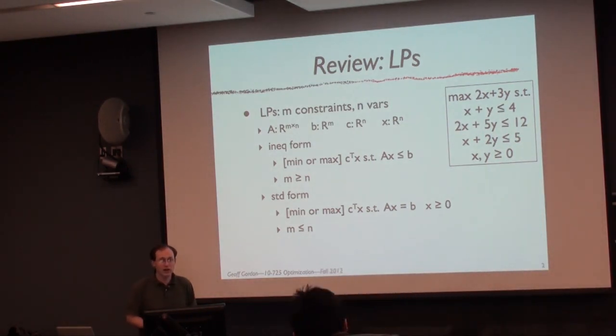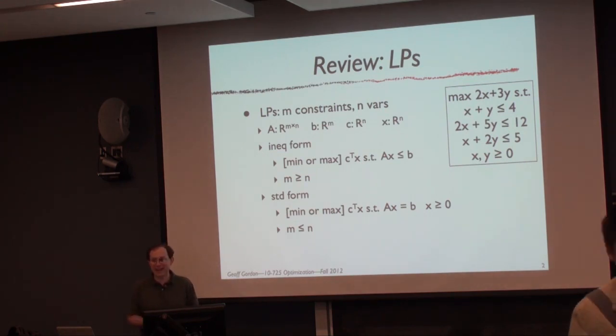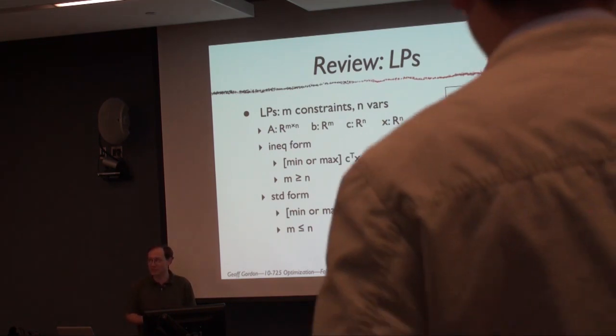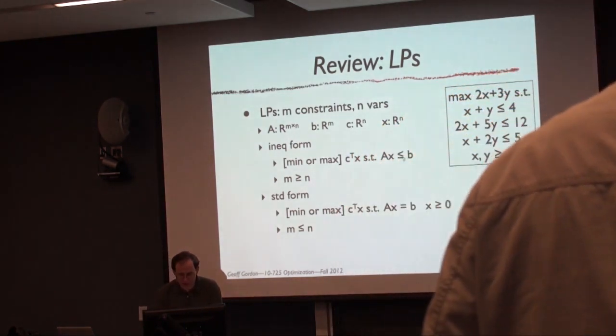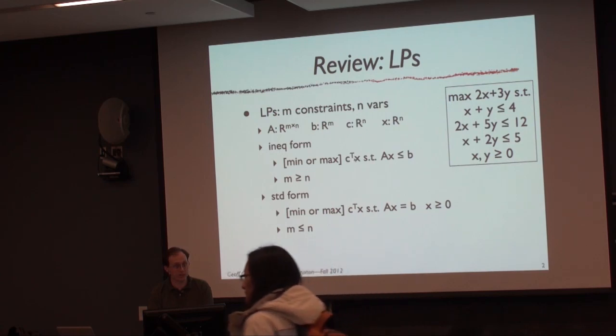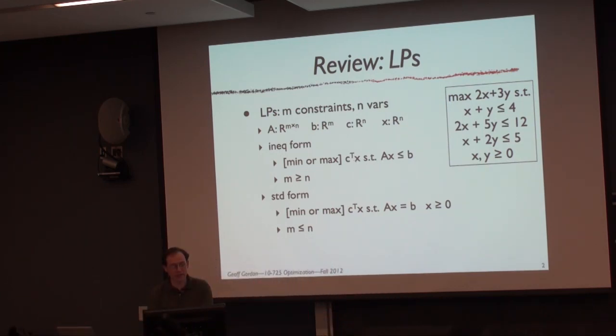So just for review, linear programs, besides being the coolest problem on the face of the planet, are described as a set of n variables with m linear equalities or inequality constraints. If we have constants, A, which is an m by n matrix, B, which is an m vector, C is an n vector, and X is a vector of variables, then we can have the inequality form linear program, which is to minimize or maximize C transpose X, so a linear function of our variables, subject to linear inequality constraints, AX is less than or equal to B.